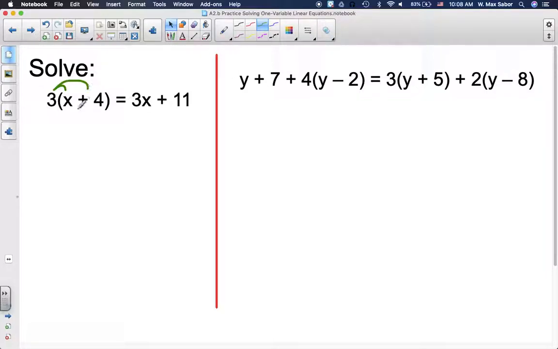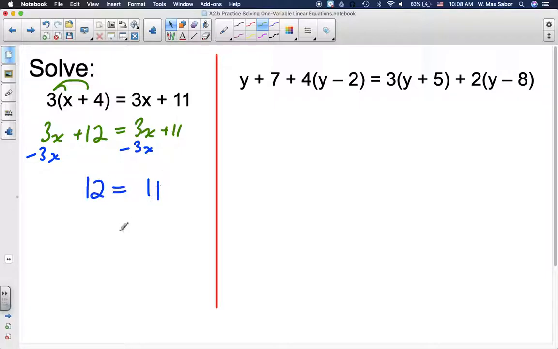We distribute. On the left side, there's nothing to distribute on the right, so we get 3x plus 12 equals 3x plus 11. We want to get all the variables on the same side, so that involves subtracting the variables from both sides since they're already simplified. Subtract 3x from both sides, and we get 12 equals 11. That's never true.